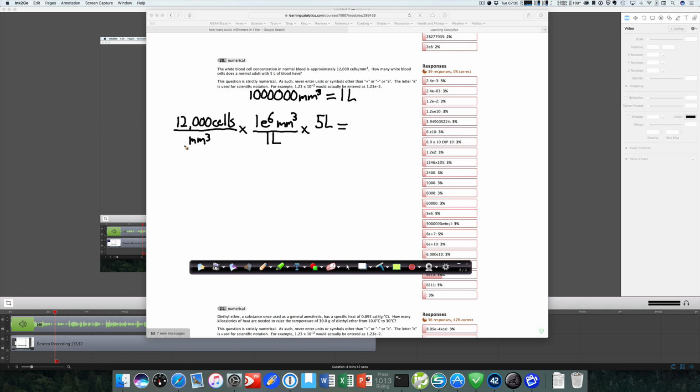Now what we have is millimeters cubed. Of course, the numbers don't cancel out, as always. The liter cancels out, though, and the liter cancels out here. So on the calculator, we say 12,000 times a million times 5 is going to give us the answer we're looking for.